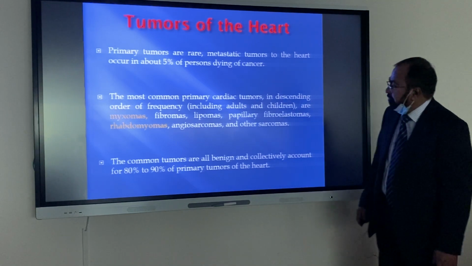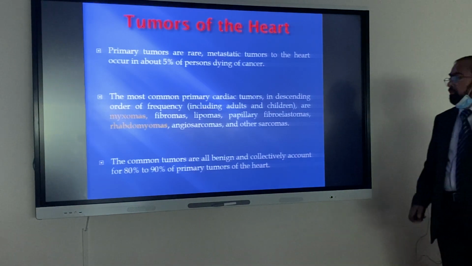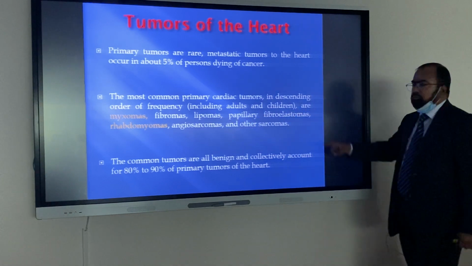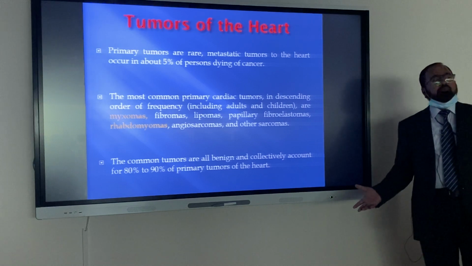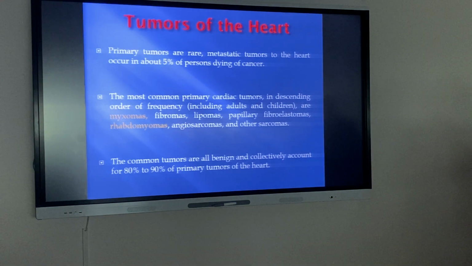Okay? So we will go one by one, starting with myxomas. One thing more. The fibromas, lipomas and papillary fibroelastomas are just the same as fibromas and lipomas elsewhere. In fibromas, there is excessive fibrous tissue proliferation, but they are encapsulated.